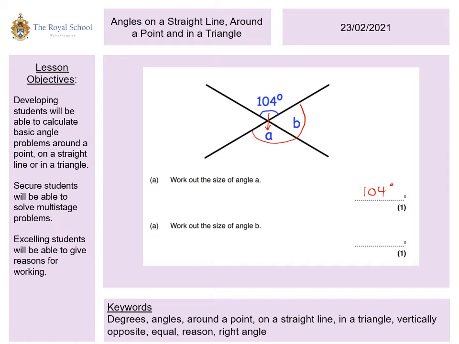Or you could say that 104 and B are on a different straight line. They'll both give you exactly the same answer. So I'm going to go for this one. 104 and B are on a straight line together here, so we need to do 180 take away 104. And so that's going to leave me with 76 degrees as angle B.